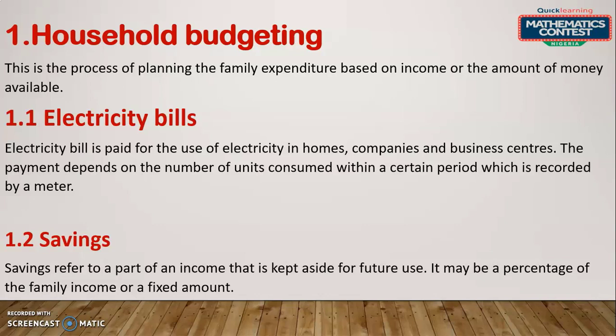Now, the first topic is household budgeting. Household budgeting is just the process of planning the family expenditure based on a certain income or revenue the family is getting at the end of the month. Under this topic, calculations that often come up have to do with electricity bills and payments of bills like water bills. They're just simple basic arithmetic calculations.